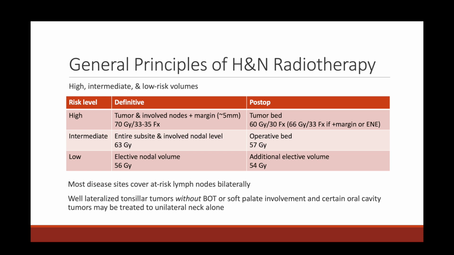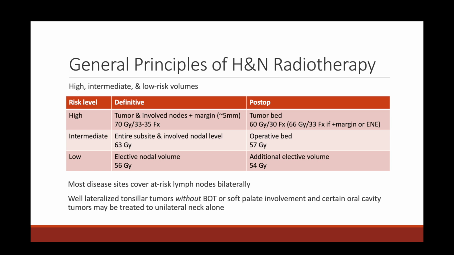And then we typically add a small margin to the primary tumor and take that to our highest dose level. And in the definitive setting, that is often something like 70 gray in 35 fractions. Then we have an intermediate dose level, and oftentimes in the modern era, these intermediate and low dose levels are treated as a simultaneous integrated boost.